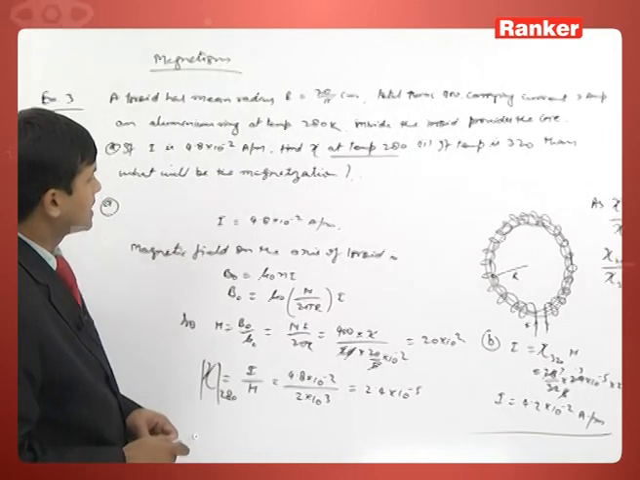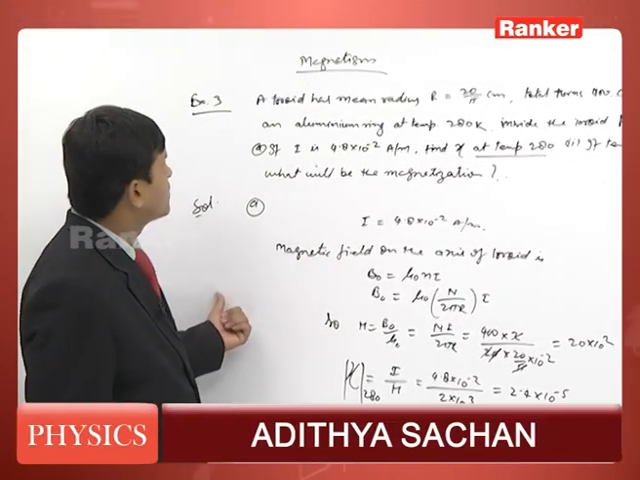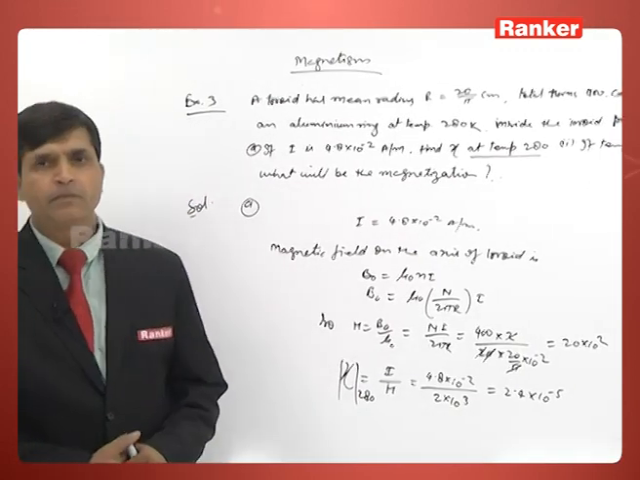This is the one. Another example based on magnetic properties of material. Now, this is the general idea about magnetic properties of material.